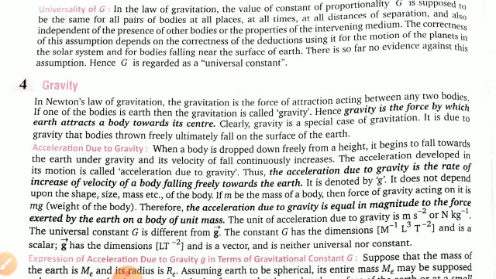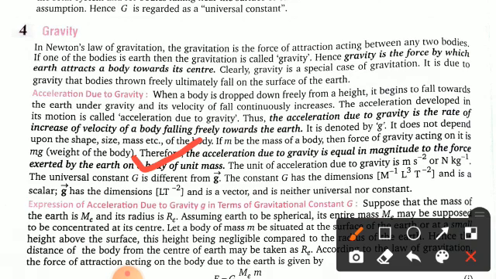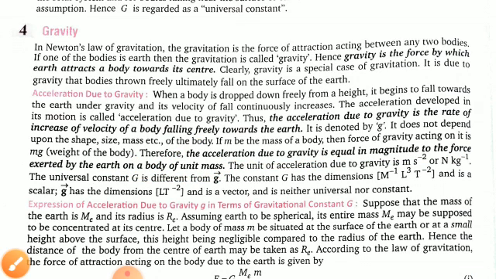of the body. Clear? If m is the mass of the body, then the force of gravity acting on it is mg. As I already told you, what is the weight? The product of mass and acceleration due to gravity is known as your weight, which is acting vertically downward. Therefore, the acceleration due to gravity is equal in magnitude to the force exerted by the earth on a body of unit mass. I hope it is clear.